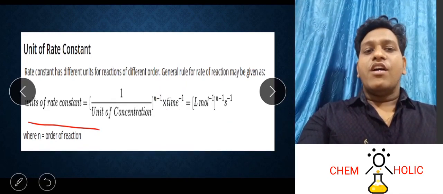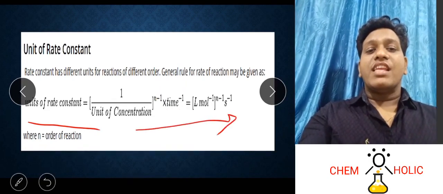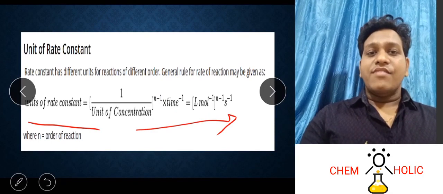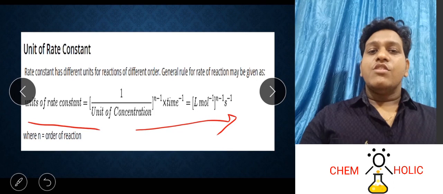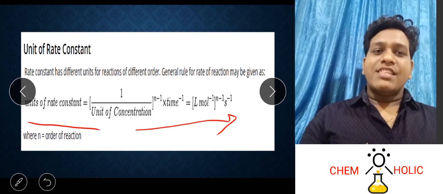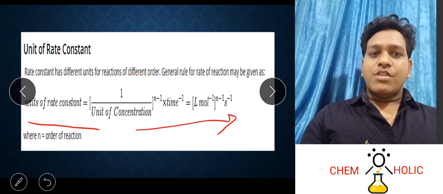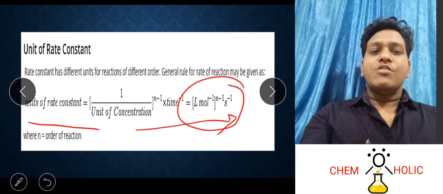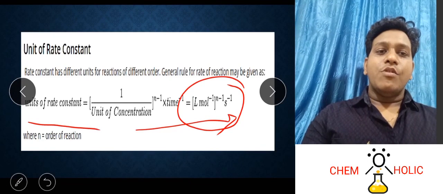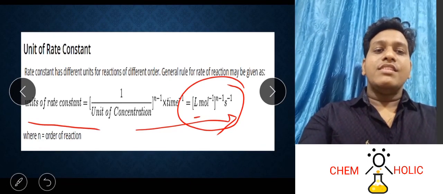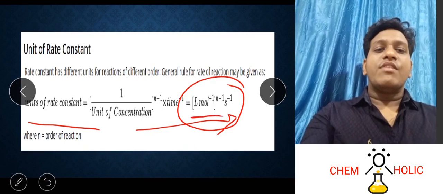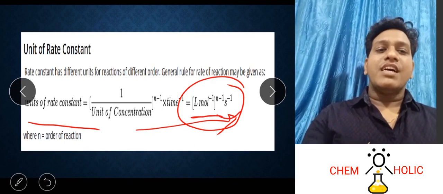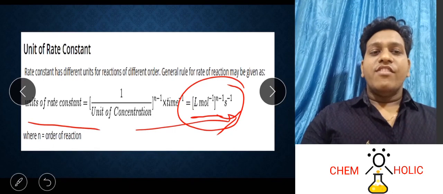It will help you out to calculate the order of reaction, as well as finding out the unit of rate constant. So I think this is the cream formula for you. Just note it down, and if you're not remembering this big part, just remember this part: liter per mole to the power n-1 per second, where liter per mole we are getting from concentration, second we are getting from time, and n is the order of reaction.